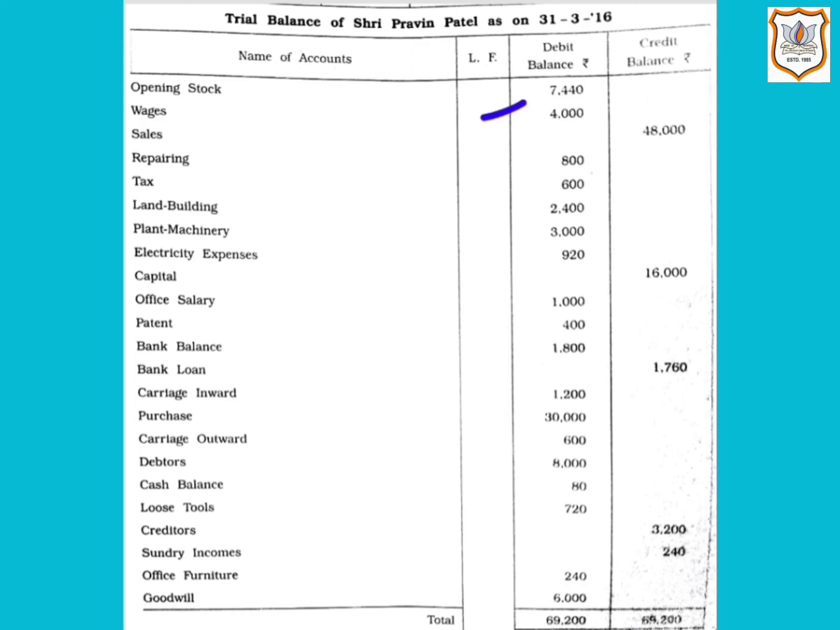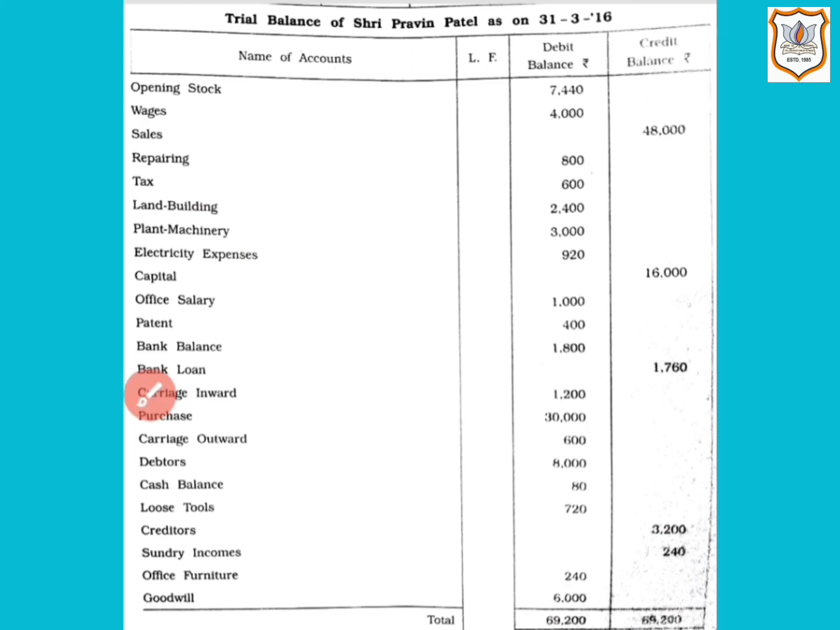Now, in the question, next is given wages, that is 4,000. We know that wages is an expense and expense has a debit balance. So, it will be recorded on debit column of trial balance.